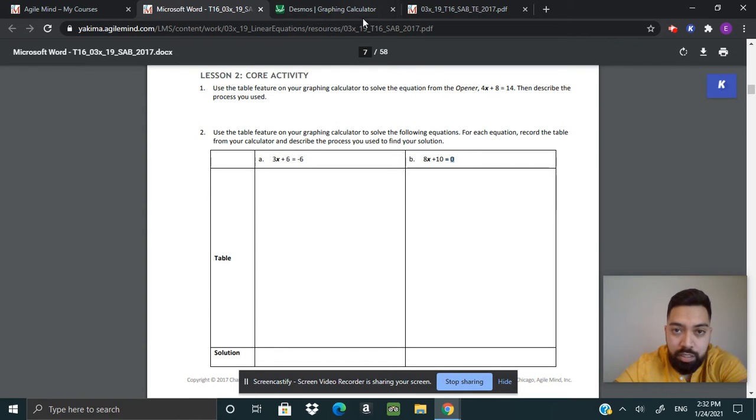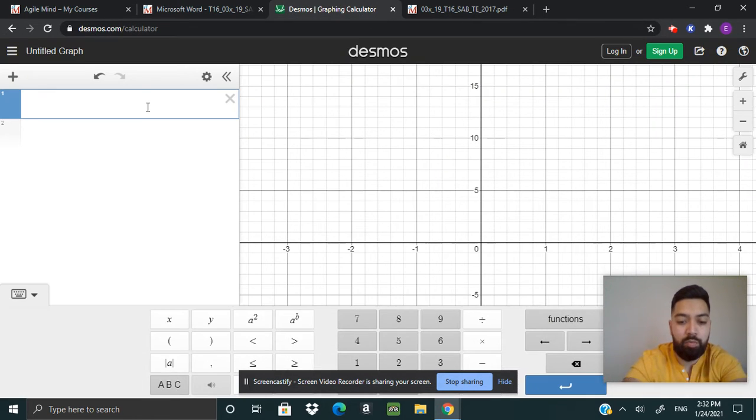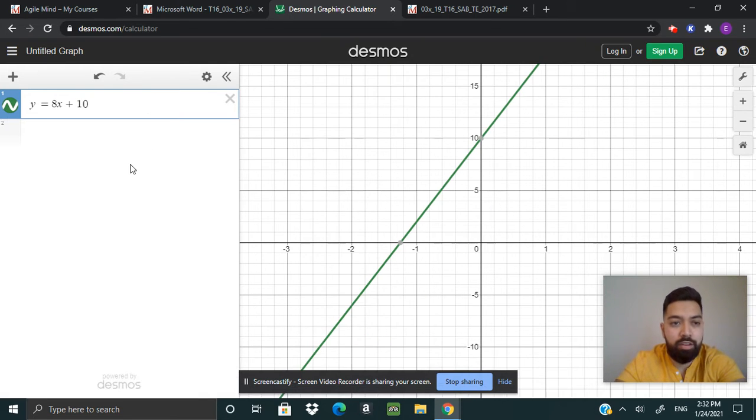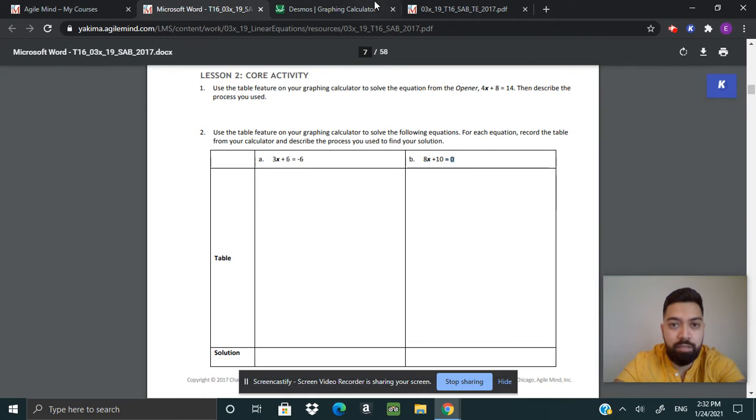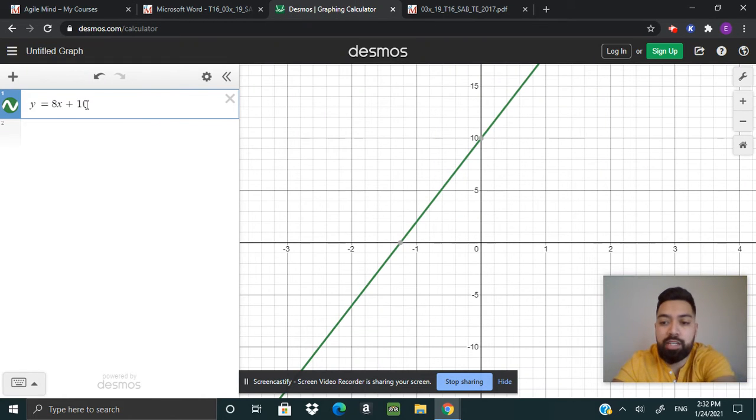So go back to our graphing calculator. Remember this equation. We're going to start with that one first. And we're going to go y equals 8x plus 10. Okay, and there's the first one. So let me just double check, make sure I got it right. 8x plus 10, perfect. So there it is, I typed it in there.